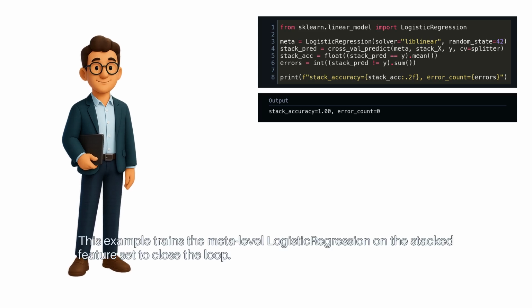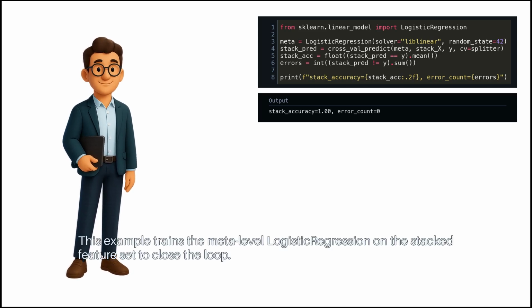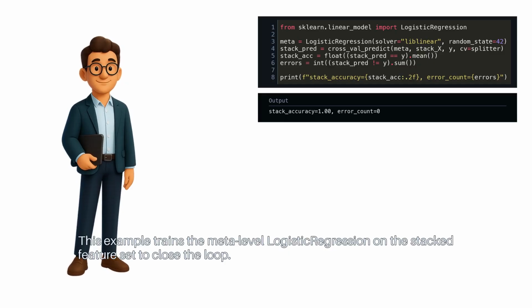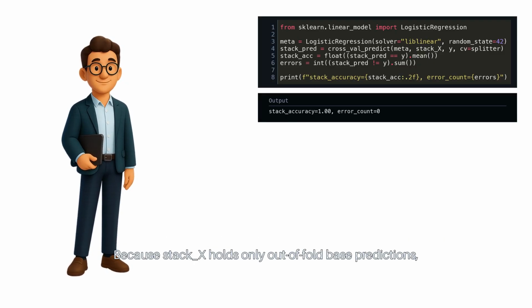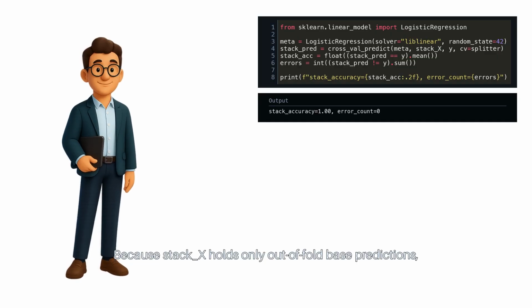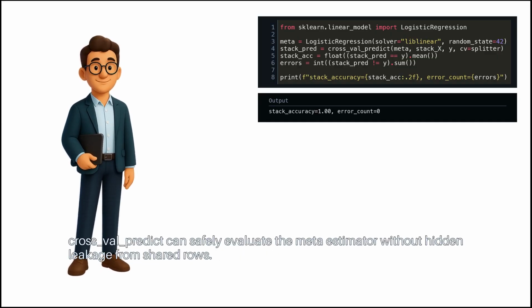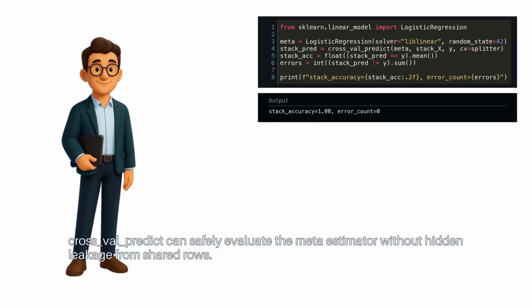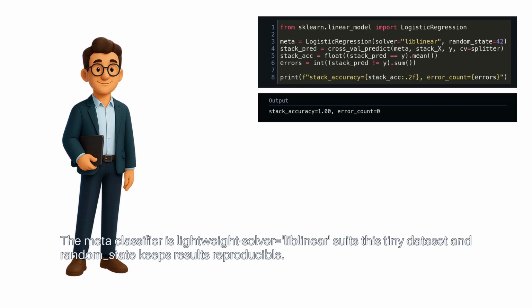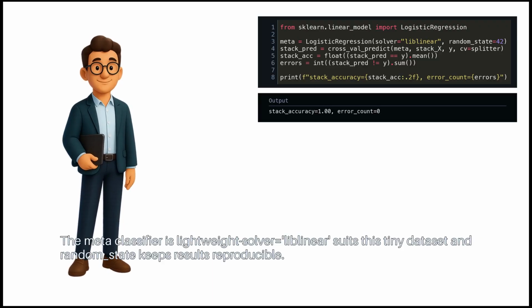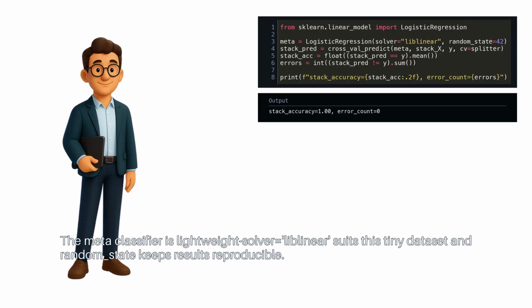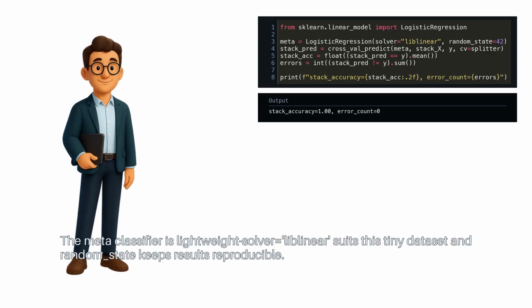This example trains the meta-level logistic regression on the stacked feature set to close the loop. Because stack_X holds only out-of-fold base predictions, cross_val_predict can safely evaluate the meta-estimator without hidden leakage from shared rows. The meta-classifier is lightweight, solver equals liblinear suits this tiny dataset, and random_state keeps results reproducible.